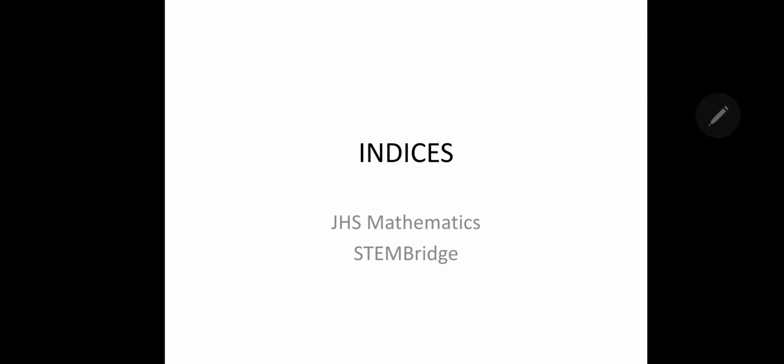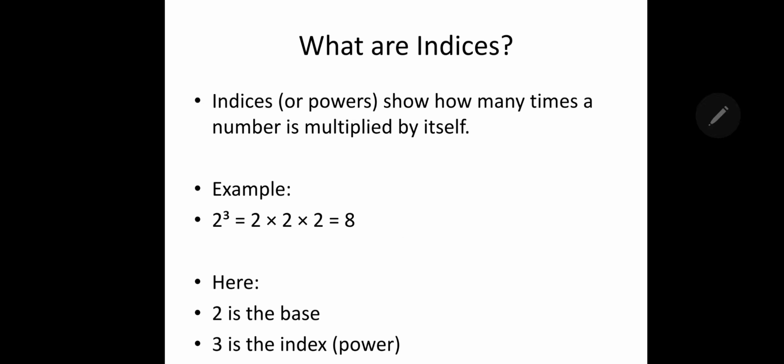So the first topic I decided to teach is indices because it's very basic, and then it opens the way for us to talk about things like standard notation, scientific notation and all that. So let's get started.